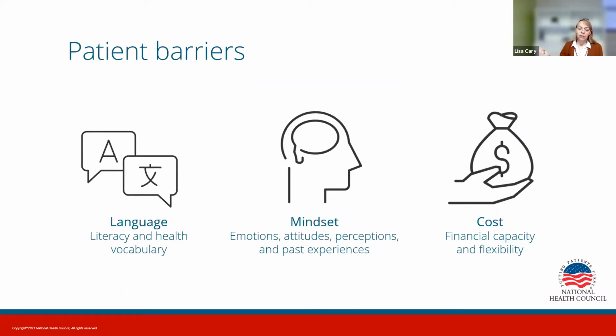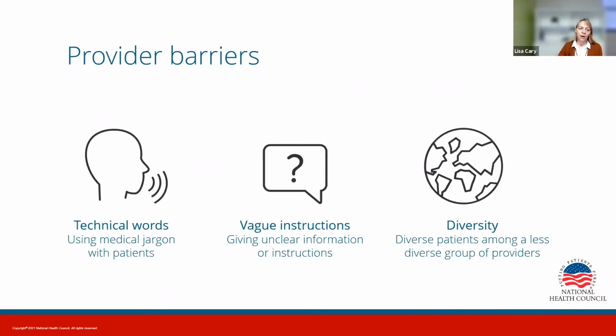Let's look first at patient barriers. There are many barriers on the individual level, such as language, the ability to read, write, and comprehend health materials. The mindset can include emotions and attitudes about healthcare based on past experiences and what they hear in the news and social media. And then the cost can be a major barrier for people seeking healthcare. It affects where people can go for care and their ability to follow through on instructions. So that is a huge barrier as well.